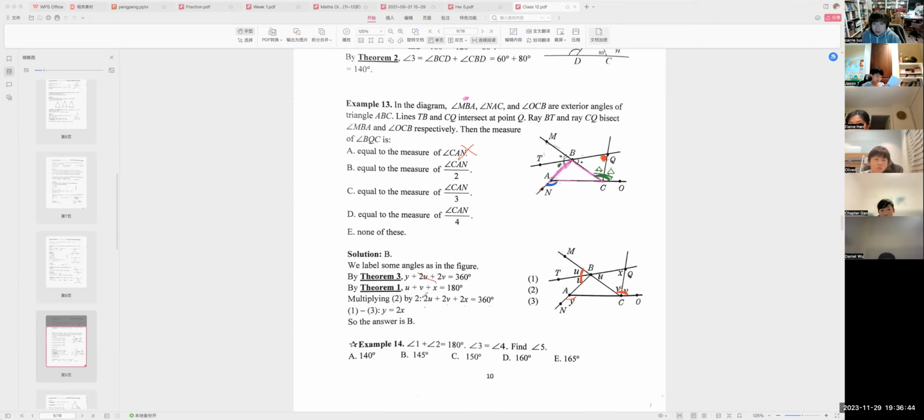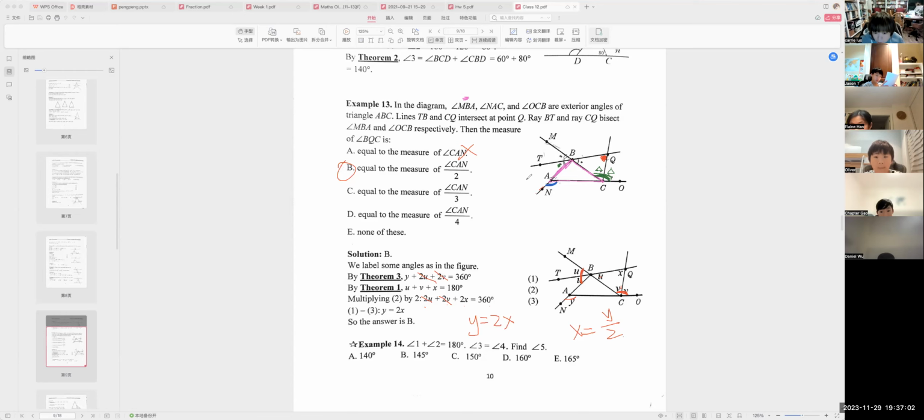So 2U and 2U are the same. 2V and 2V are the same. So you're going to find out Y equals 2X. So X equals Y divided by 2. So that's why the answer B is the same thing. Equal to the measurement of angle CAN over 2.